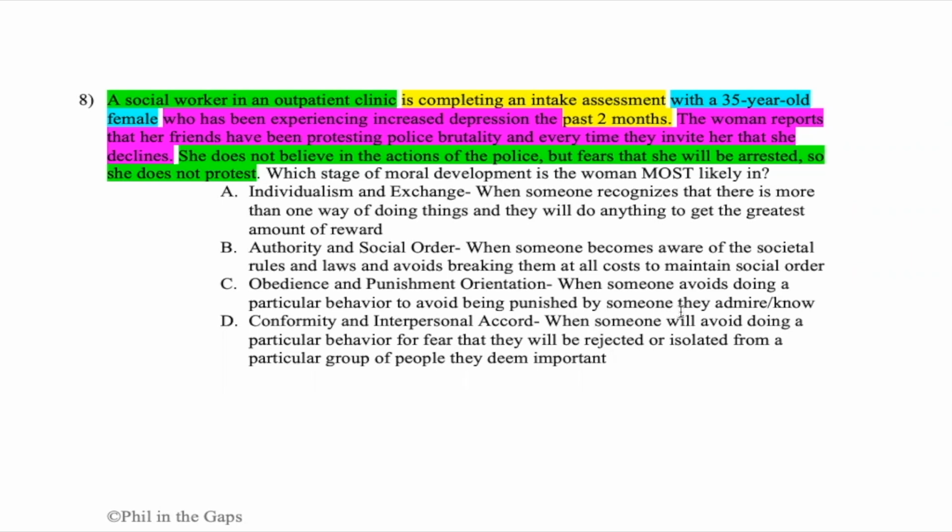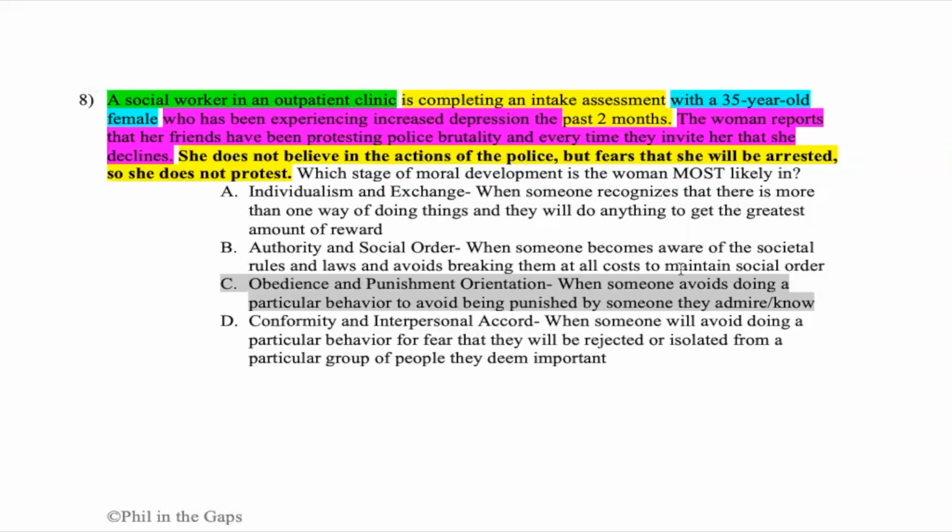Right off the bat, we're going to rule out C. Obedience and punishment orientation is when somebody avoids doing a particular behavior for fear that they are going to be punished by somebody they admire or know. In this situation, the woman states that she does not believe in the actions of the police, but she fears she's going to be arrested. So she's fearing that she's going to be punished by the overall society, aka the police.